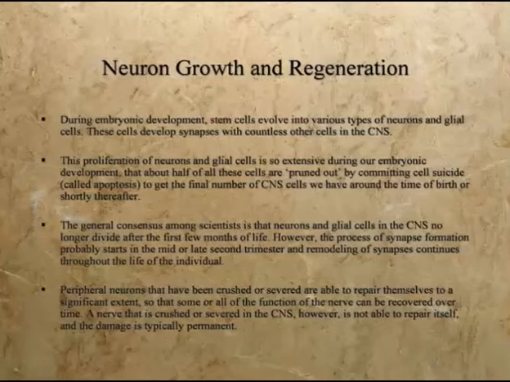This proliferation of neurons and glial cells is so extensive during our embryonic development that about half of these cells are actually pruned out by committing cell suicide, which we call apoptosis, to get the final number of CNS cells that we have around the time of birth or shortly thereafter.